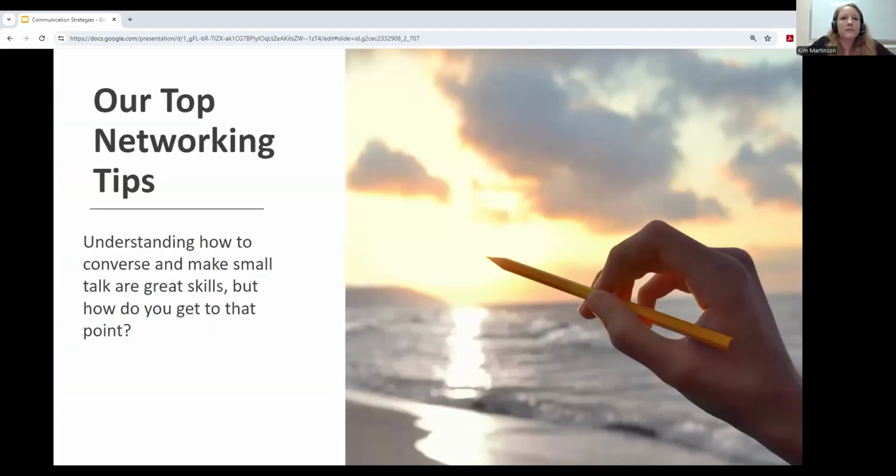Okay, so our top networking tips. Understanding how we converse and how to make small talk are great skills, but how do you get to that point, right? The answer is simple, but far from easy. You walk up, shake their hand, and say hello. And if you're in the middle of a social gathering, you could try some of these networking tips.